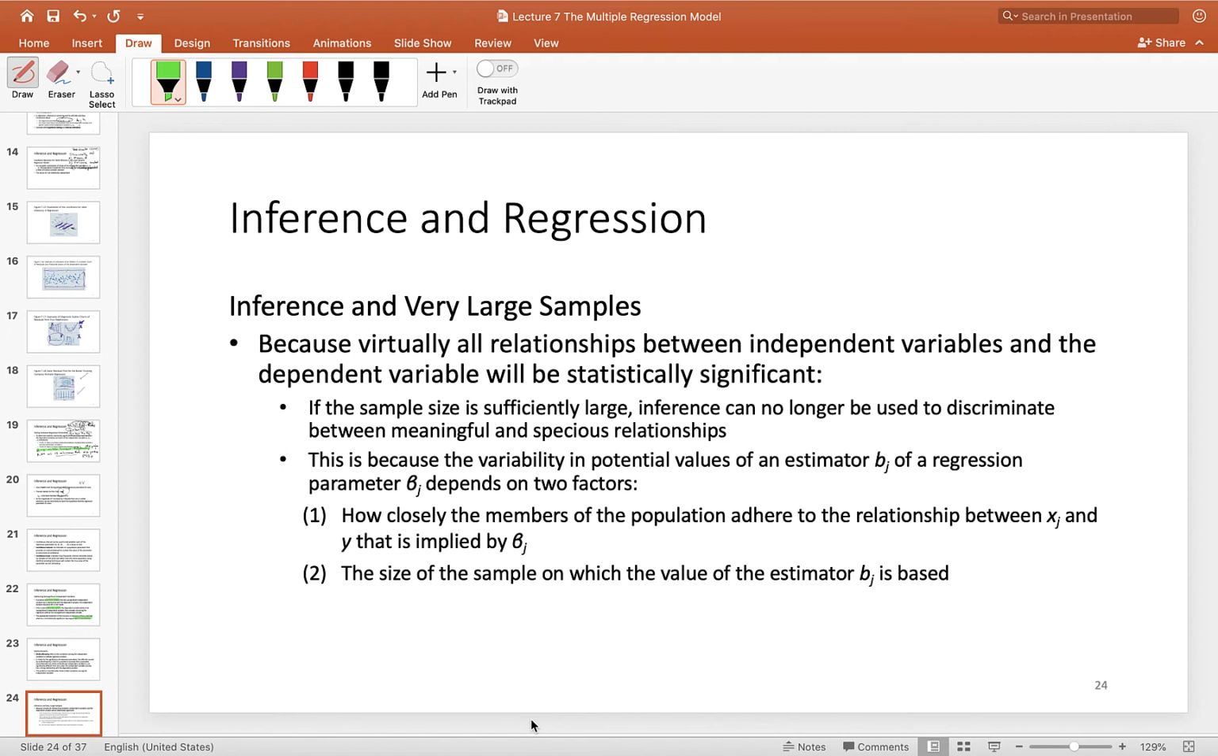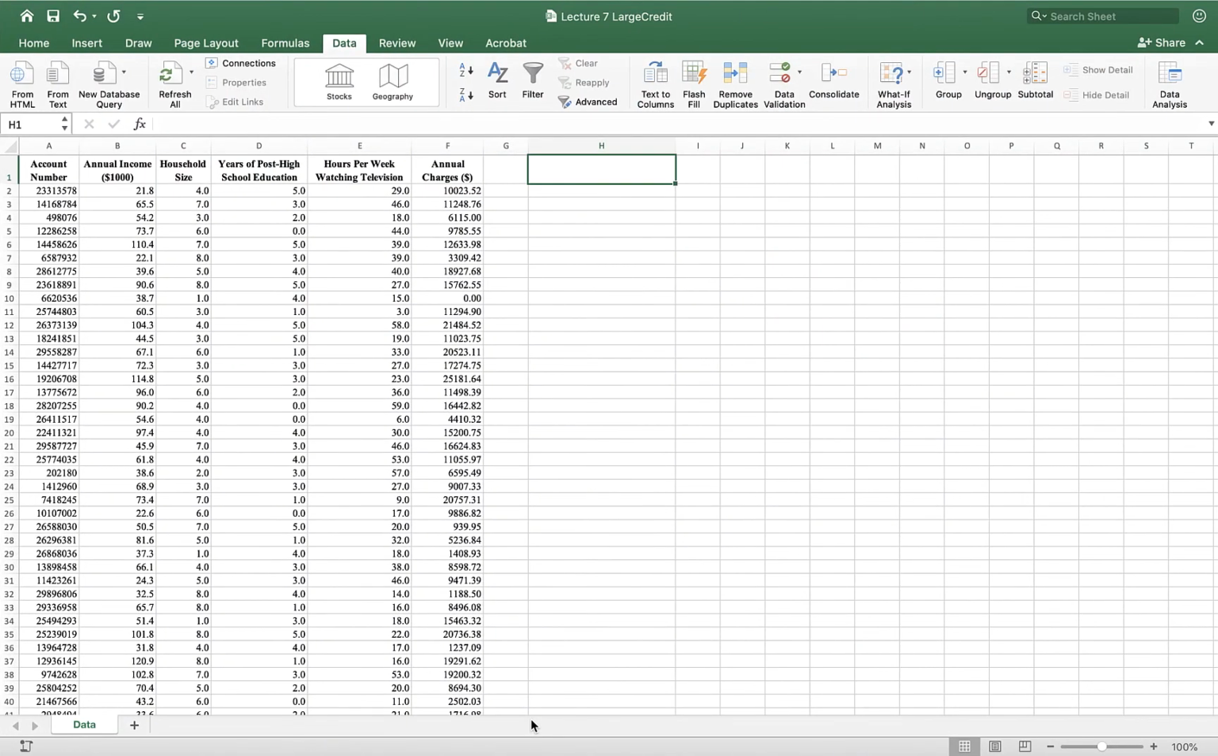So let's look at an example of this. This is an example of like 5,000 people, so that's a kind of large sample. We're looking at how much they spend on their credit cards, and that's the dependent variable here. The assumption is that it's based on their annual income. Probably the more income you earn, the more you spend on your credit card. The size of your household, the more people in your household, the more you're going to spend, presumably.